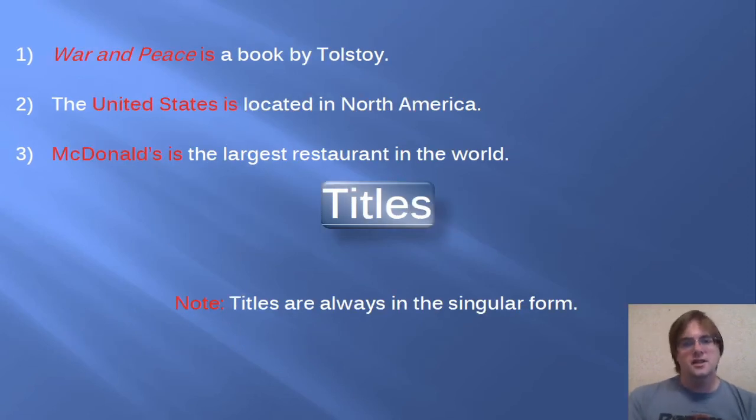And now lastly, titles. We can use titles in a subject-verb agreement, but in this case, as you can see in the note, the titles are always going to be in the singular form. So again, number 1, War and Peace is a book by Tolstoy. The United States is located in North America, and McDonald's is the largest restaurant in the world.